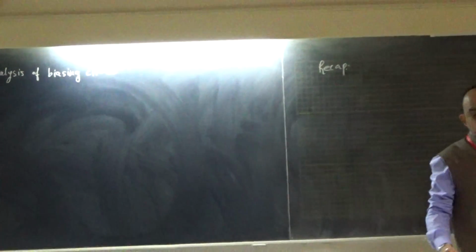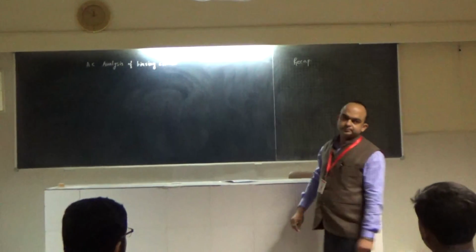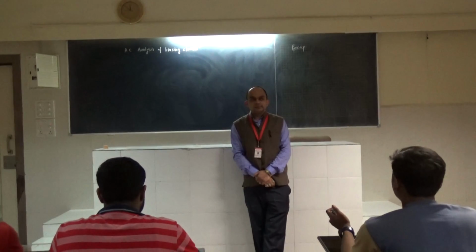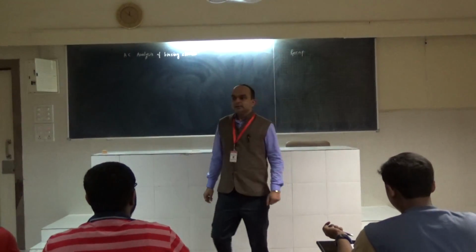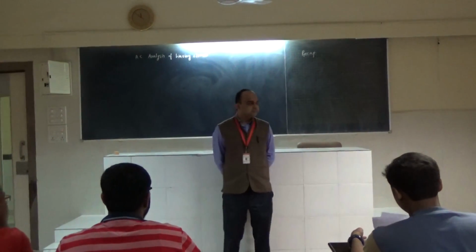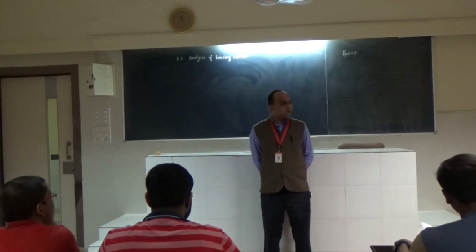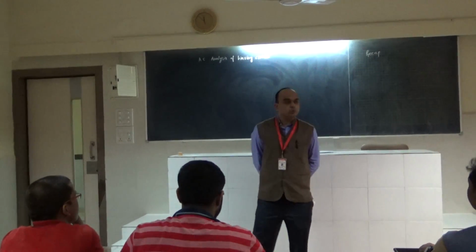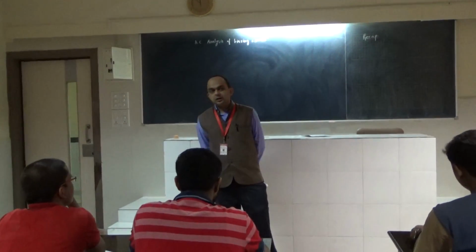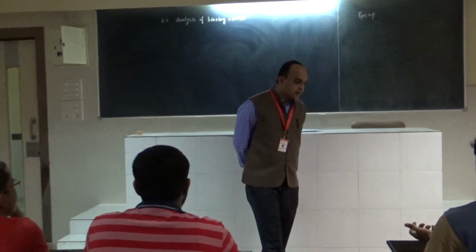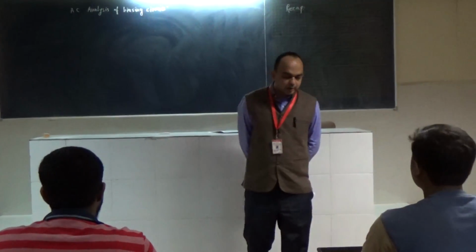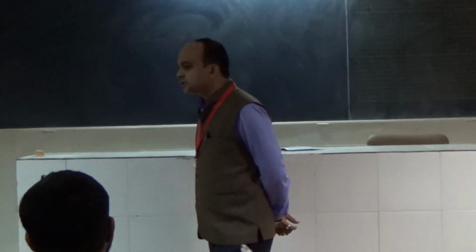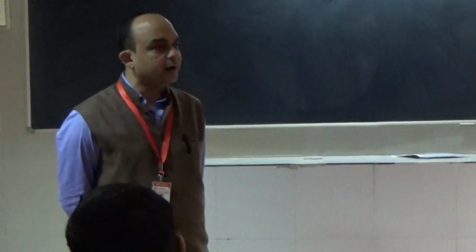What are the different biasing circuits that we have seen? Self-bias, then fixed bias. Self-bias is called voltage divider bias, and collector to base bias circuit. And quickly I will recap the things we have covered. We have covered two numericals each on fixed bias circuit analysis.